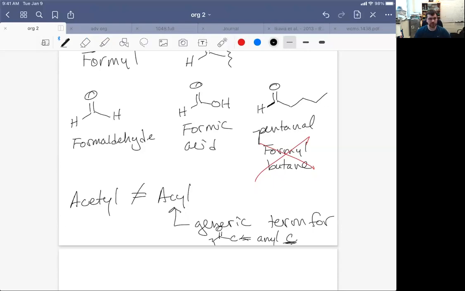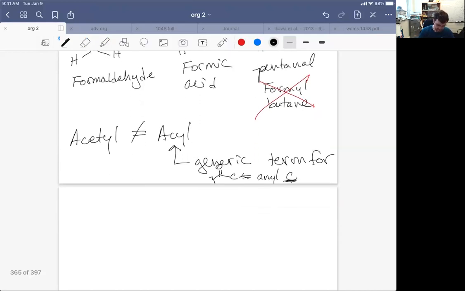Okay, there are other groups other than formyl and acetyl, like for example, benzoyl. If there's a benzene on one side of the carbonyl, that helps us see benzoic acid and benzaldehyde and that sort of thing. But I don't want to go into that one right now. Let's just stick with our typical two, which is acetyl and formyl. Okay, now let's do some IUPAC naming.